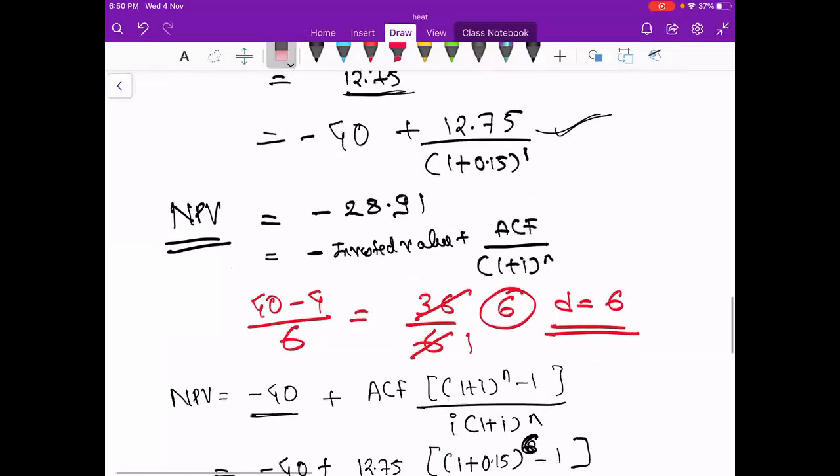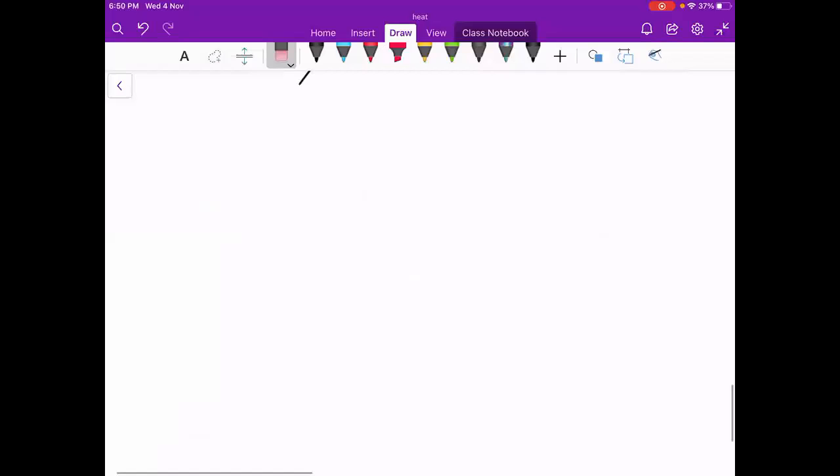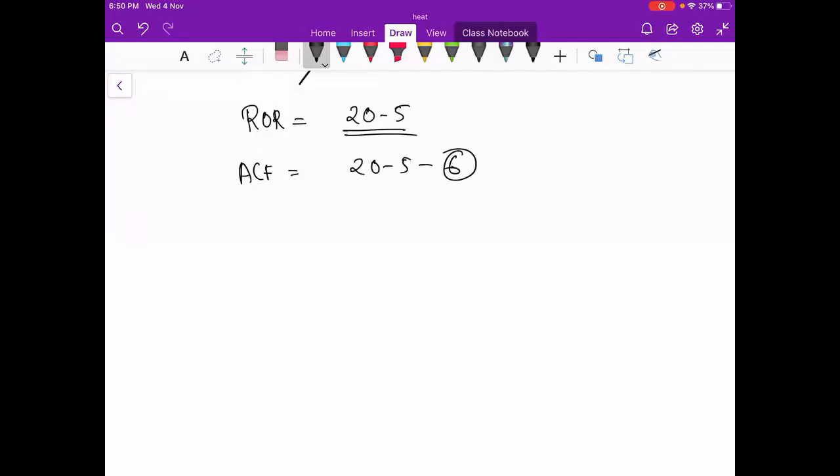See here. In ROR, we have to take the profit after subtracting the expenses. So what is that? 20 minus 5. This is the actual profit. In ACF, it is 20 minus 5 minus 6. That is depreciation. That's it.